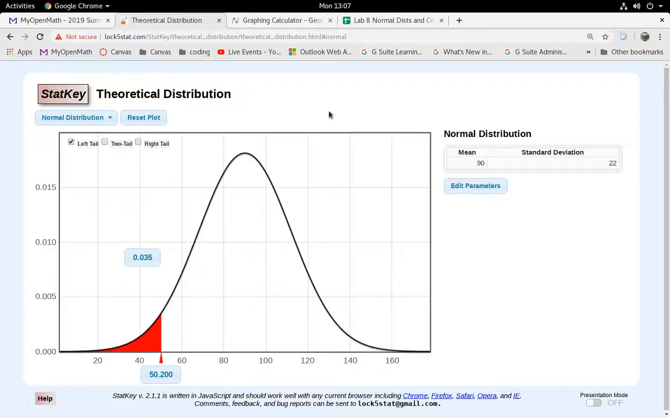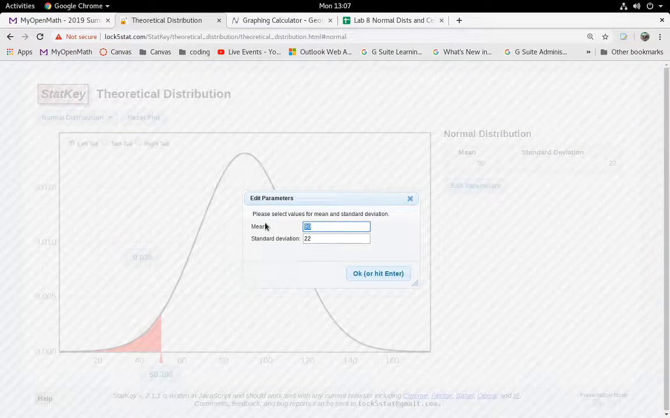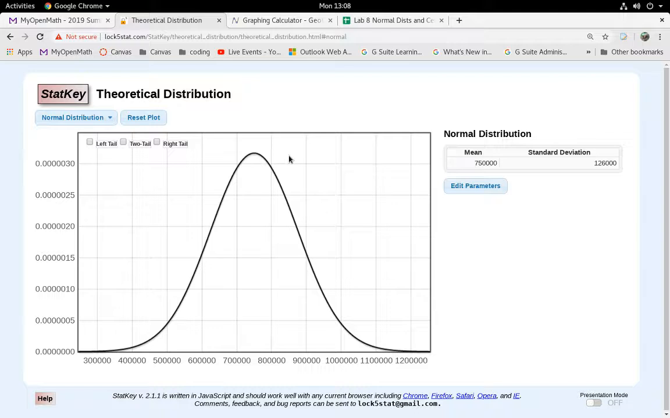Let's go back here. So first, what we're going to do is edit the parameters to show you what the distribution looks like for individual samples of milk. So 750,000 is my mean. If these were individual samples, a single individual sample, I would look at 126,000. And so the middle is about, right here, 750,000. And you can see that gives us, within 3 standard deviations, roughly 400,000 over to maybe 1,100,000-ish.